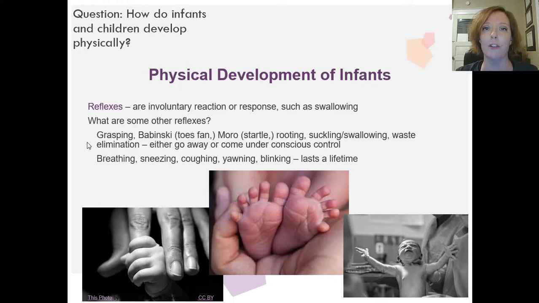Also have reflexes that are designed to keep the baby alive. So you've got the rooting reflex. If you stroke a baby's cheek, they typically are going to turn their head in order to find sustenance. They're going to try to find a source of food. They're going to suckle or swallow automatically. That's not something that they have to learn. And then you have body functions like waste elimination. A baby pooping and peeing does not have to be taught to do those things.